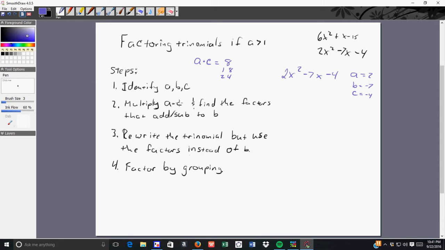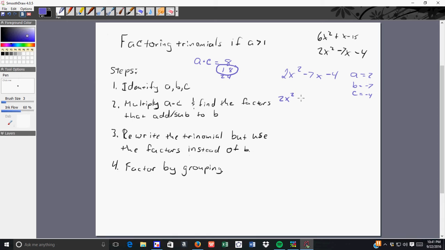So I said multiply a times c, and I've done that. And I said find the factors that add or subtract to b. Well, b is -7, so in order to get that, I'm going to have to use 1 and 8. So now it says rewrite the trinomial, but use the factors instead of b. So I'm going to write my 2x squared. I'm not going to write -7x. I'm going to use 1x and 8x.